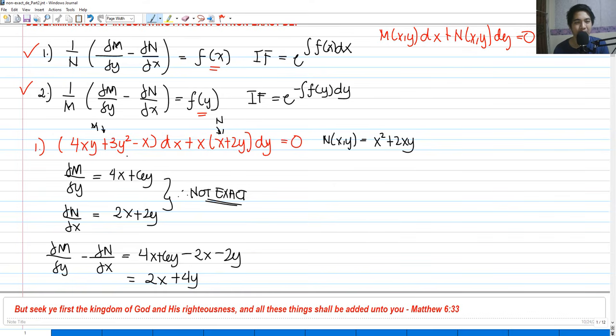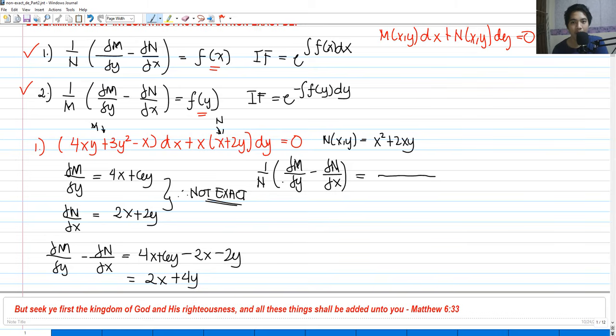Now, if we look at our M, we have 4xy plus 3y squared minus x. If we use 1 over M, for example, we would not be able to express that purely in terms of y, because we have minus x here, y squared here, and 4xy. But rather, we can express that purely in terms of x or a constant if we use 1 all over N. So if we perform 1 all over N times the partial of M with respect to y minus the partial of N with respect to x, that would be simply this multiplied by 1 all over N.